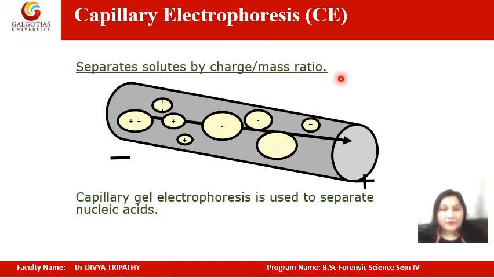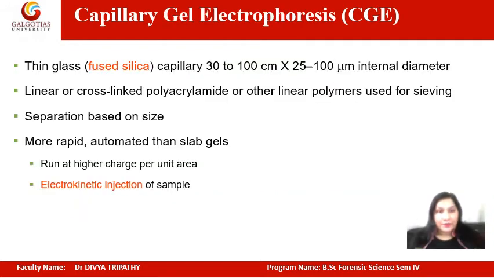Capillary gel electrophoresis is used to separate nucleic acid and protein molecules. In capillary gel electrophoresis, a thin fused silica glass capillary is used with dimensions of 30 to 100 cm by 25 to 100 micrometer internal diameter. Linear or cross-linked polyacrylamide or other linear polymers are used for sieving. Separation is based on size. This technique is more rapid and automated than slab gel and can run at higher charge per unit area. In this technique, we use electrokinetic injection of the sample.